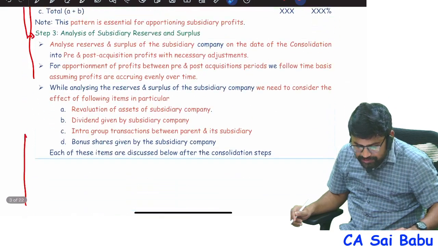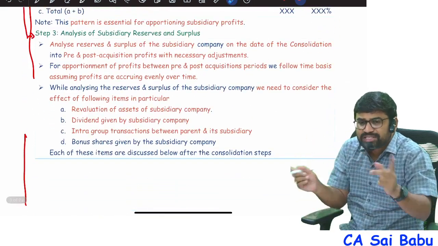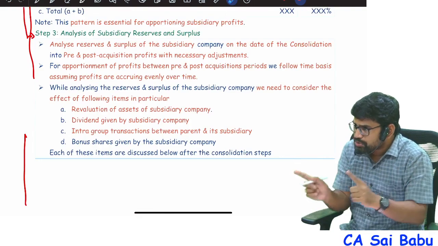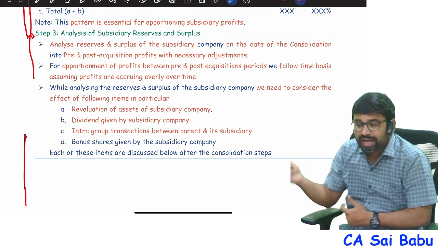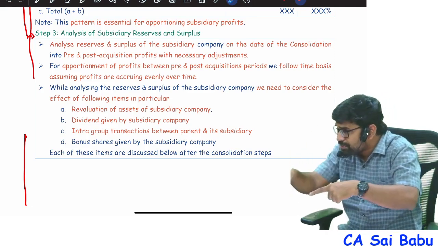Step number 3. Analysis of reserves of subsidiary company. Subsidiary company reserves are analyzed into 2: pre and post. All pre-acquisition are capital profits. All post-acquisition are revenue profits. And when you are analyzing the subsidiary company reserves and surplus, there are 3 important adjustments.